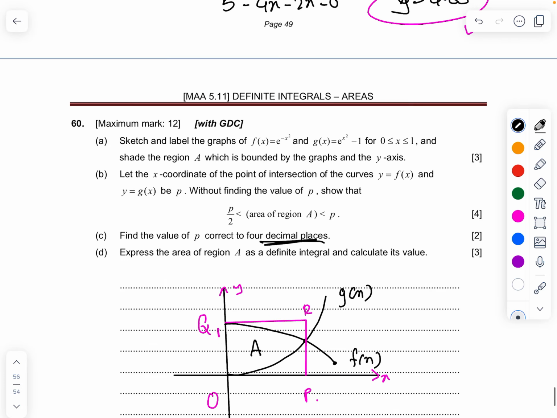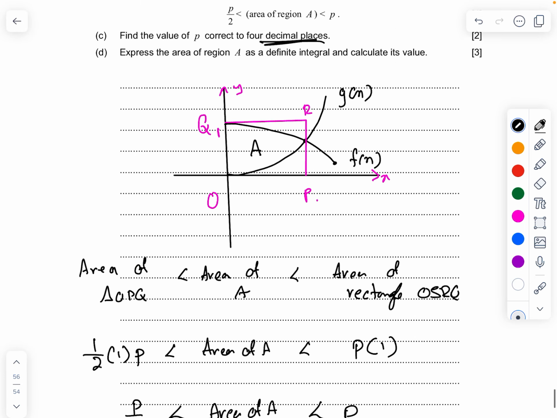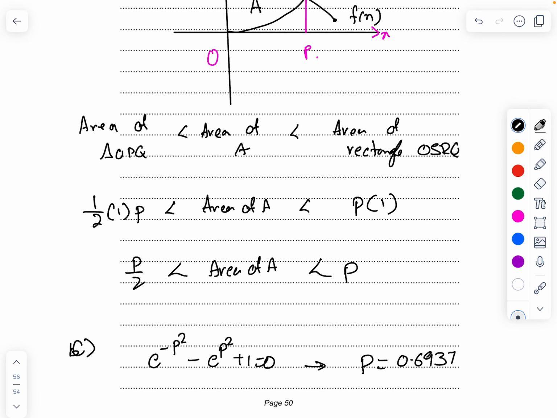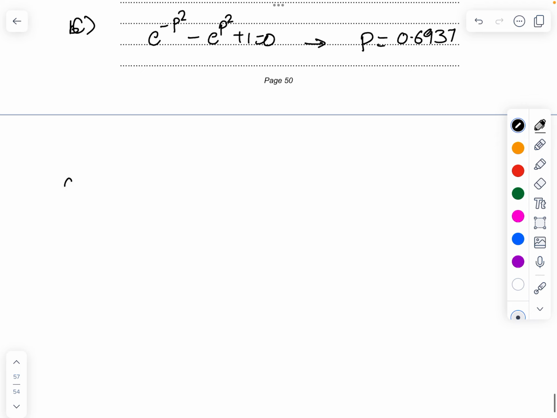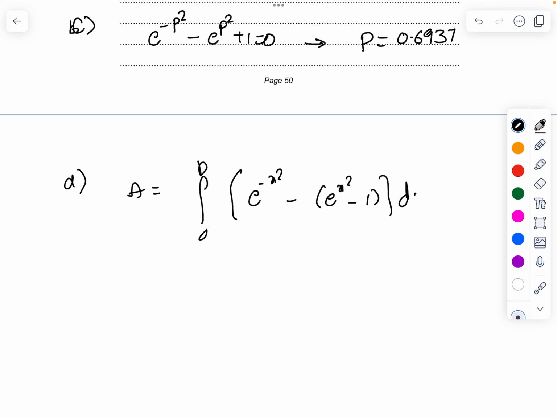Then the area of the region A as a definite integral, and calculate its value. So area A will be equal to the integral from 0 to P of upper curve minus lower curve, dx. Use the calculator, you should be getting 0.467. That's going to be the answer. So that completes this part 5 with question number 60.